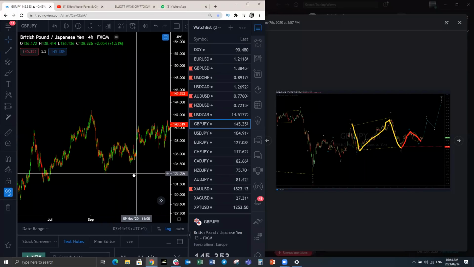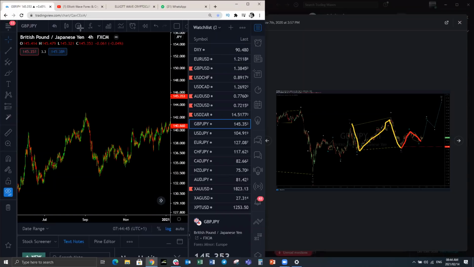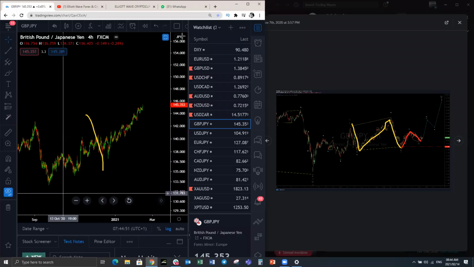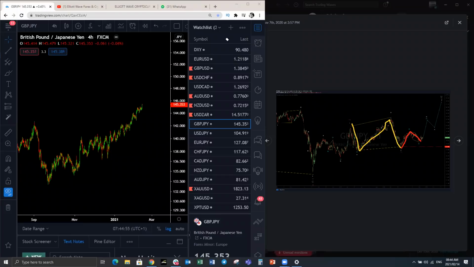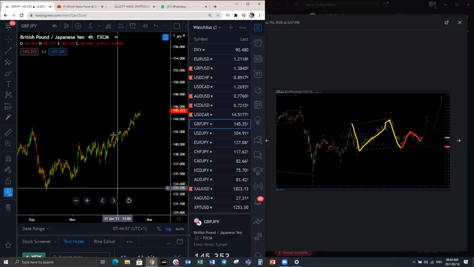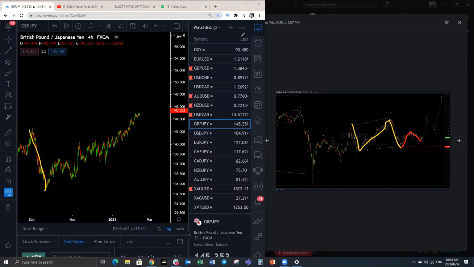So what is our bigger structure here? It is this one here. I'm going to take it off the screen here. Just remember that this is the last end of that corrective structure. So I'm going to move this chart here. Just watch this. This is the last end here. That is the last end of that yellow correction. There we have it. Now we start with the red.